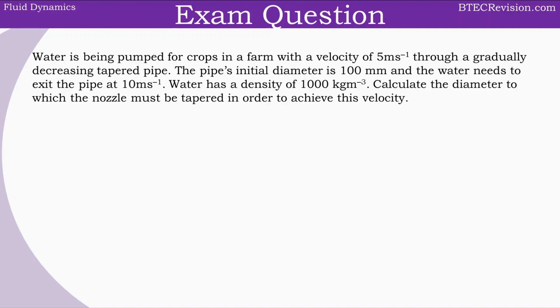Water is being pumped for crops in a farm with a velocity of 5 meters per second through a gradually decreasing tapered pipe. The pipe's initial diameter is 100 millimeters, and the water needs to exit the pipe at 10 meters per second. Water has a density of 1,000 kilograms per meter cubed. Calculate the diameter to which the nozzle must be tapered in order to achieve this velocity.